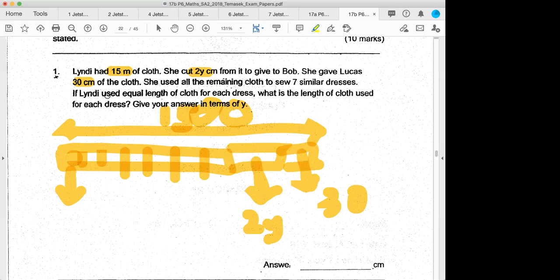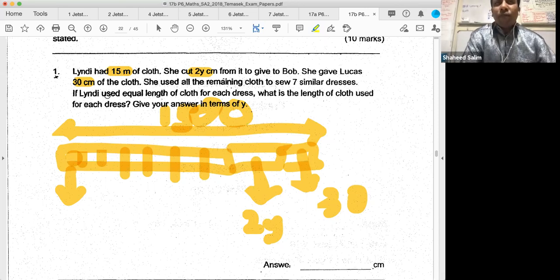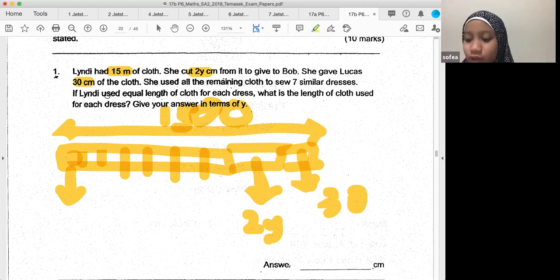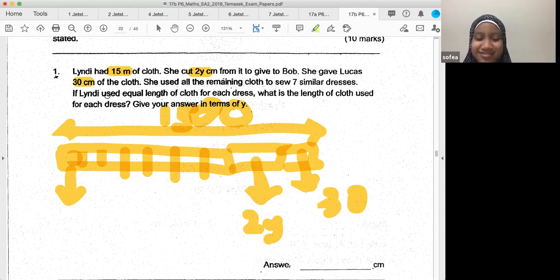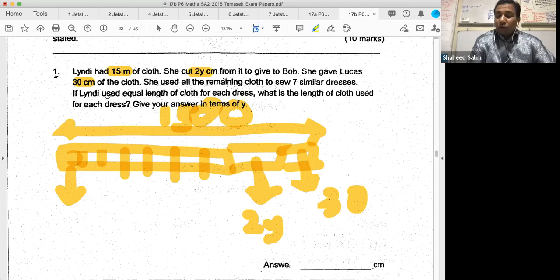Okay. 15 meters is 1500 cm. My answer is 1470 minus 2y over 7. Yes. Steady lah. Not bad, huh? Let's see if the rest can get it. It's not so tough, right? You just need to believe in yourself. Don't give up halfway. You have a long question, don't give up. It's actually quite easy. But you must look out for the pitfalls, which is change of units.